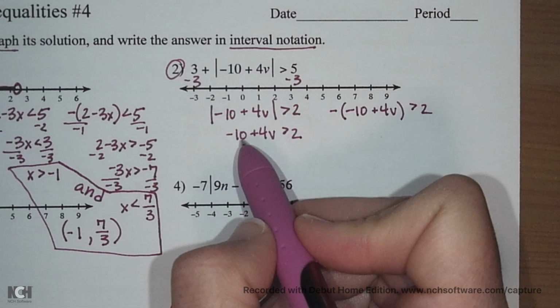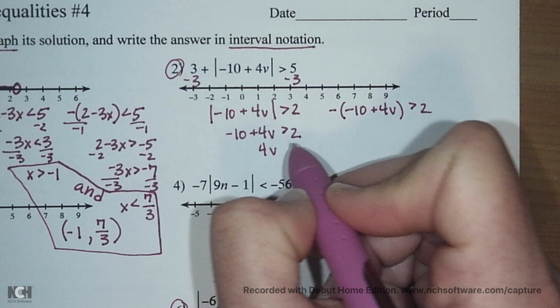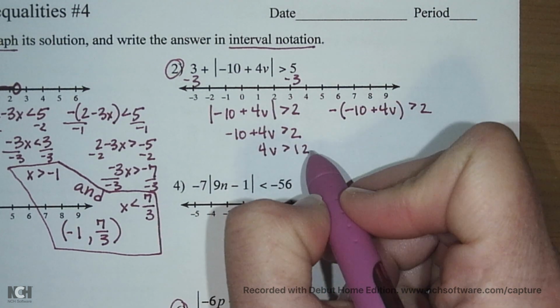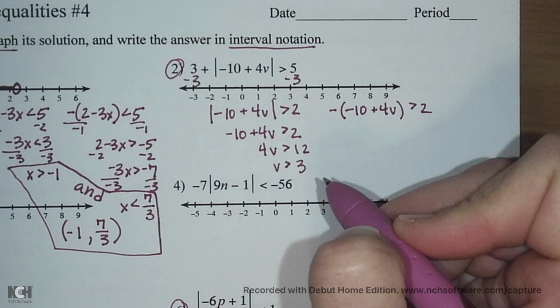Okay, let's solve this one first. Getting rid of that 10, we'll just add 10 to both sides, which gives us 4v greater than 12. Then dividing by our 4, v is greater than 3.